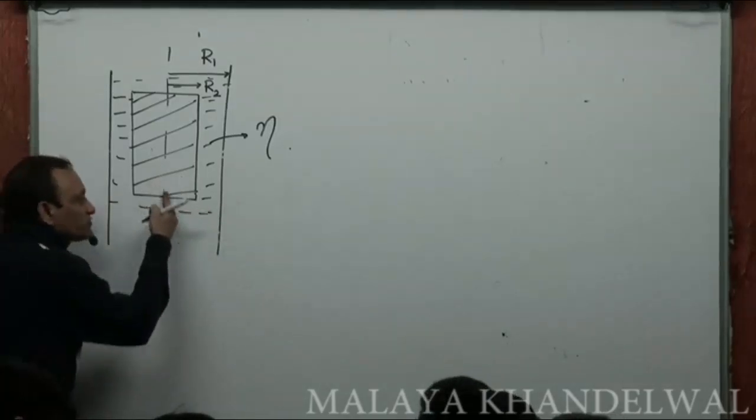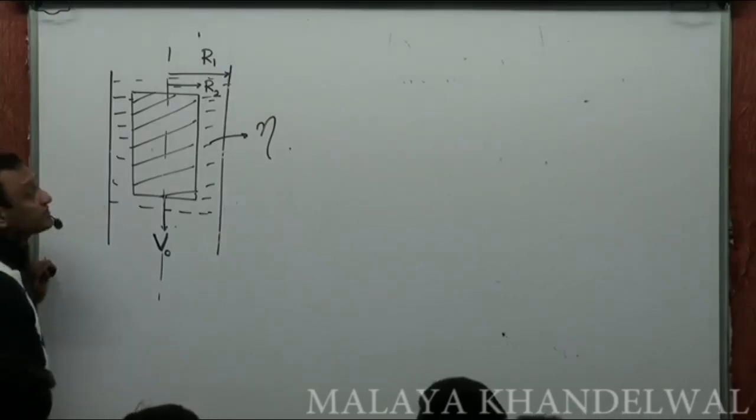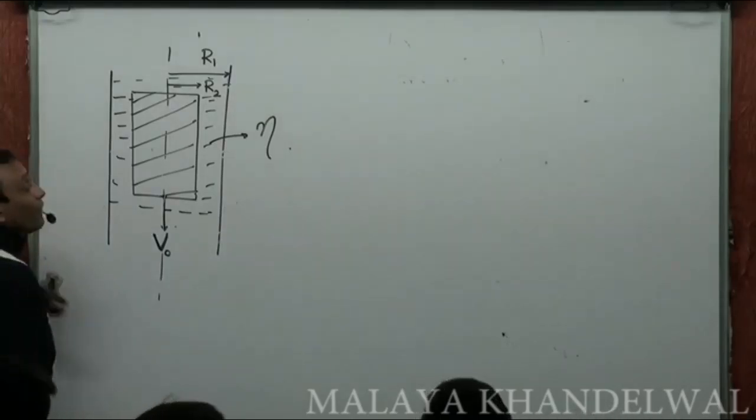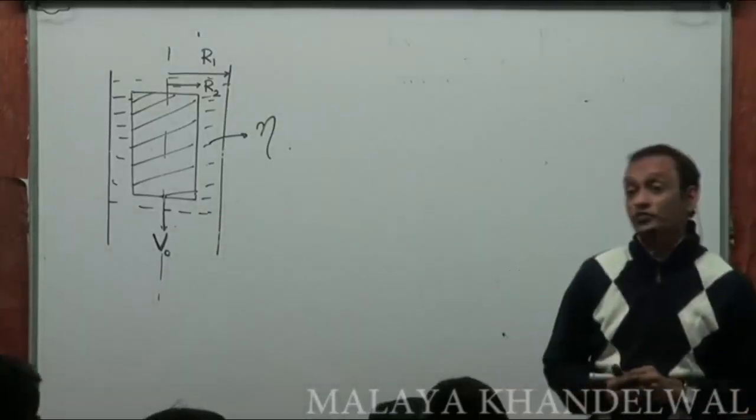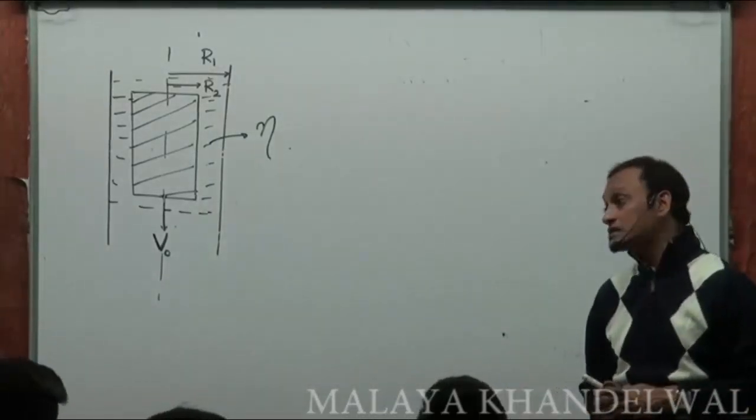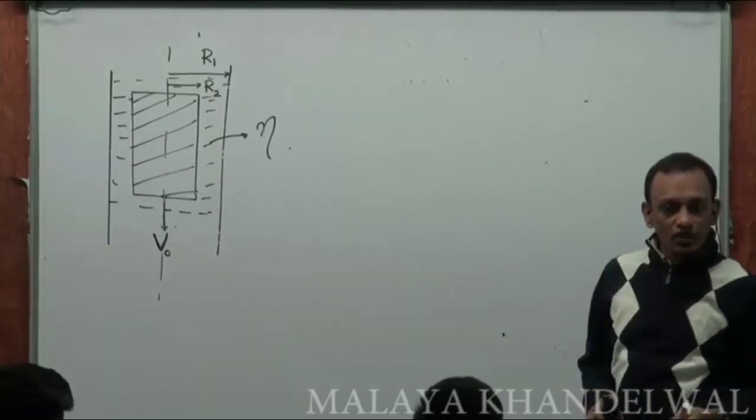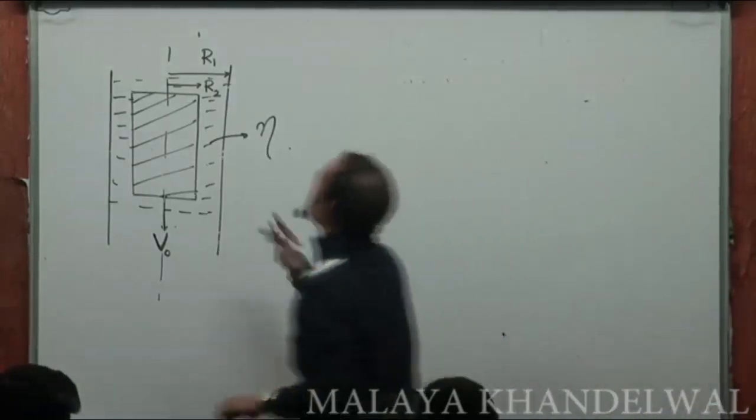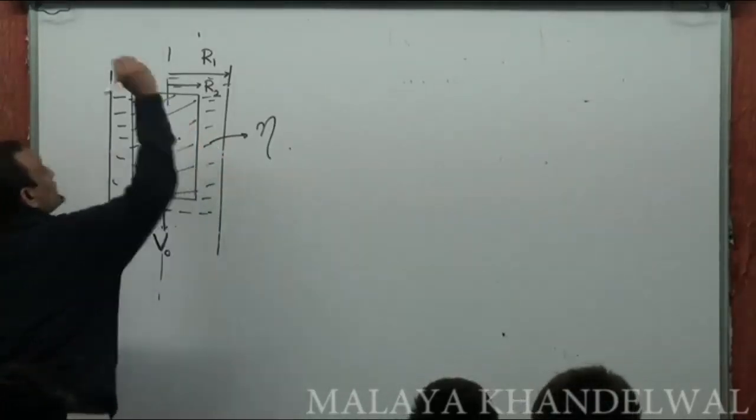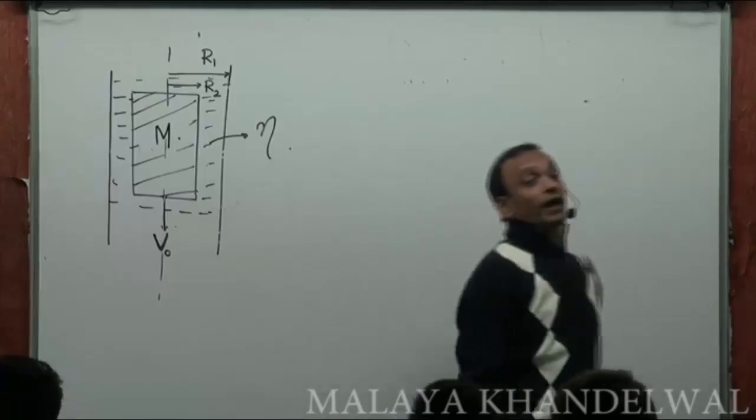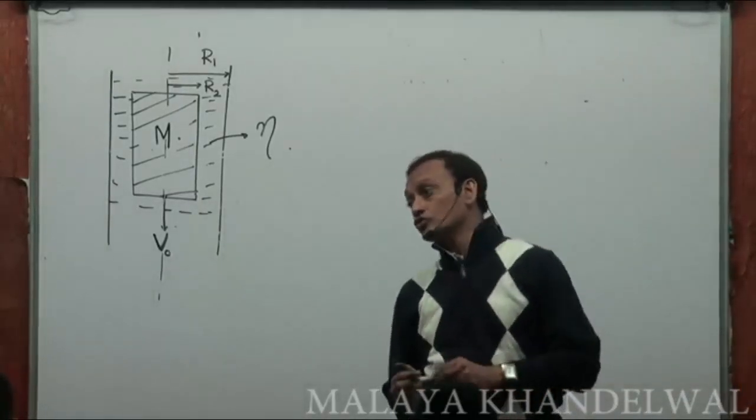Now, when this moves down with a constant velocity v0, what viscosity of the lubricant must I select? I want this piston to descend with a constant velocity v0. Suppose the piston is of mass capital M. I have to make a choice on the lubricant.